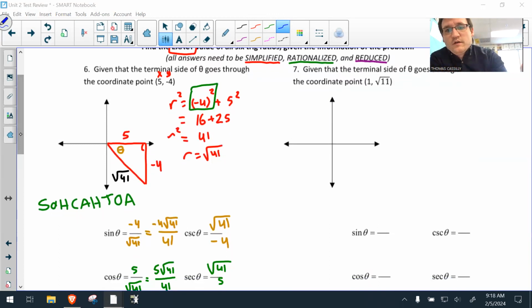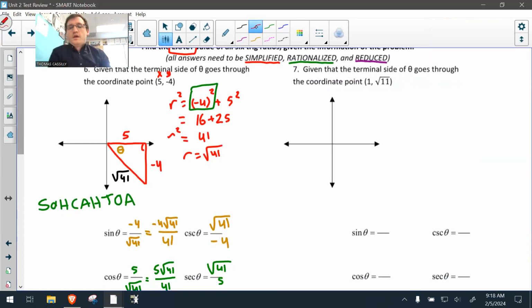All right. On the next one here, let's see here. X is 1, but it's a positive 1, so it's going to go in the positive direction. The y value is the square root of 11. I have no clue what that is. It's a little bit bigger than 3. And we need to figure out, let's do this in a different color, this radius here.